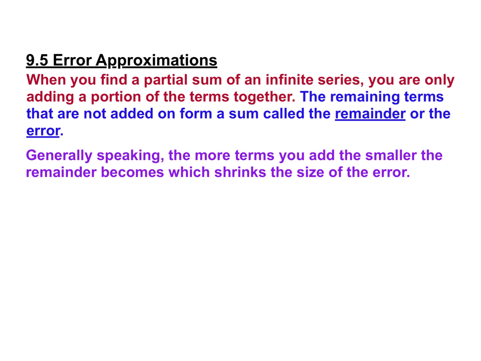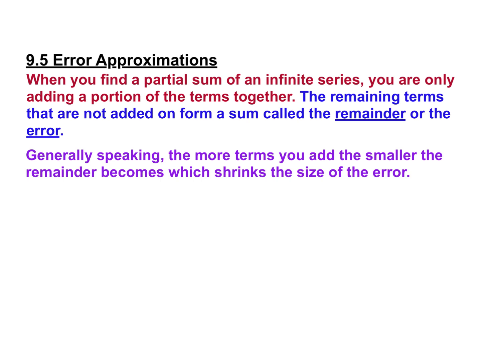Okay, generally speaking, the more terms you add, the smaller the remainder, which means the size of the error shrinks. The more terms you add, the smaller the error is. The more terms you add, the closer you get to the actual sum. And therefore, the error goes down. A lot of concept here.